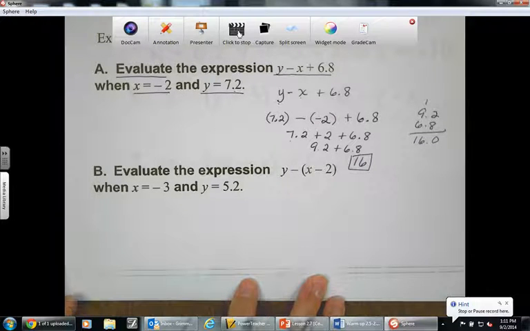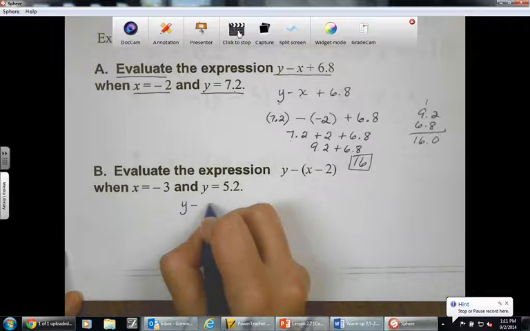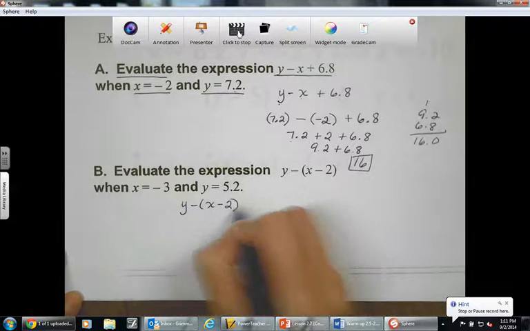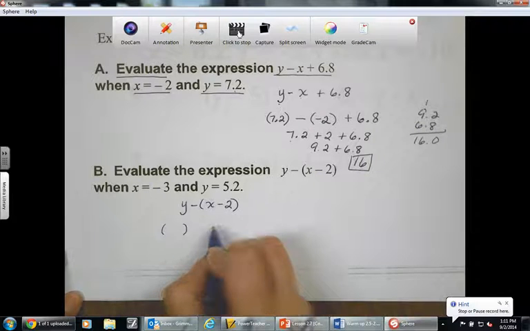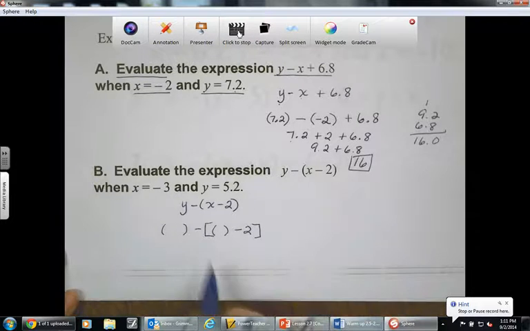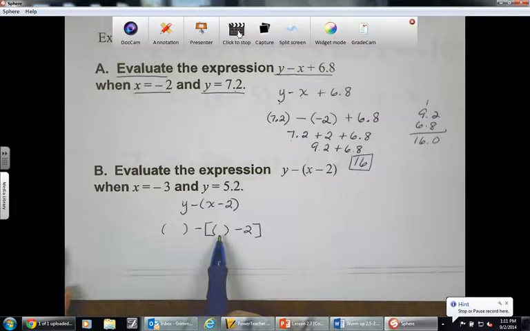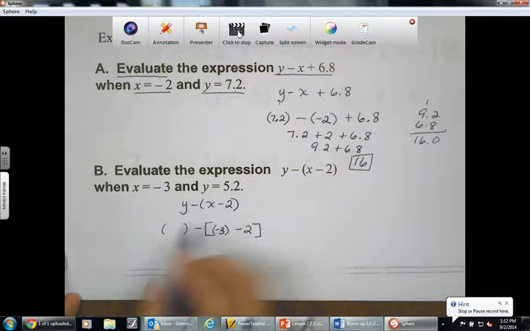All right, so this next one, I have y minus x minus 2. Again, my suggestion would be to go ahead and put in a parenthesis where you're going to put in your numbers. This would be a double. Do you guys remember those brackets that you were asking me about? Here's where I would use brackets because I'm putting parentheses inside a parenthesis. But this will help me realize that when I plug in an x, I'm plugging in a negative 3 right here. And for my y, I'm plugging in 5.2.